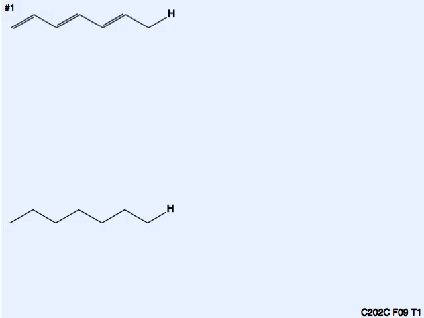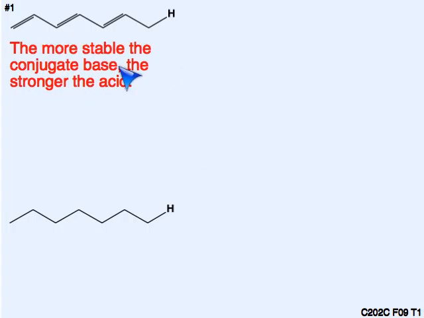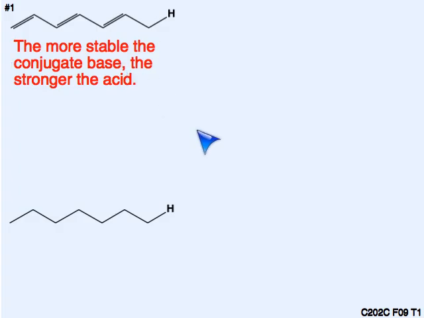Before we look at the actual test question, here's a warm-up question. Which of these hydrogens, the one on top or the one on bottom, is more acidic? Here's a clue. The more stable the conjugate base, the stronger the acid.